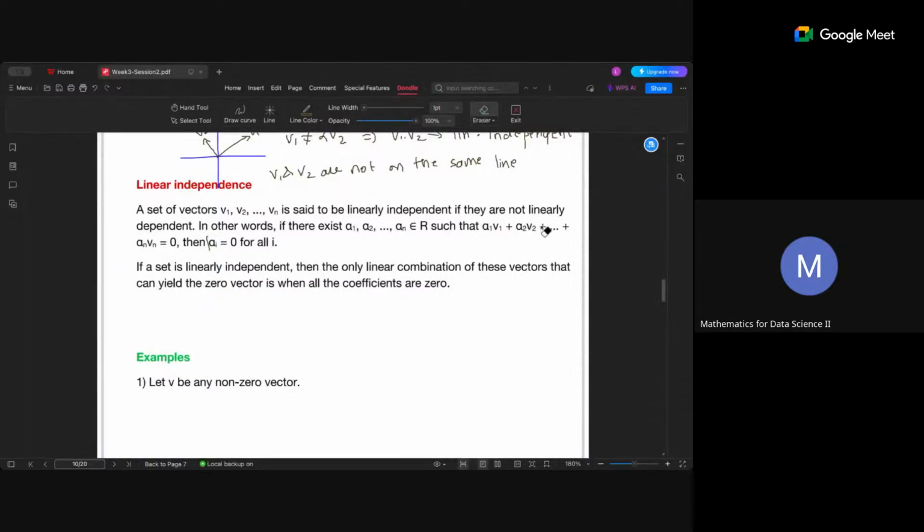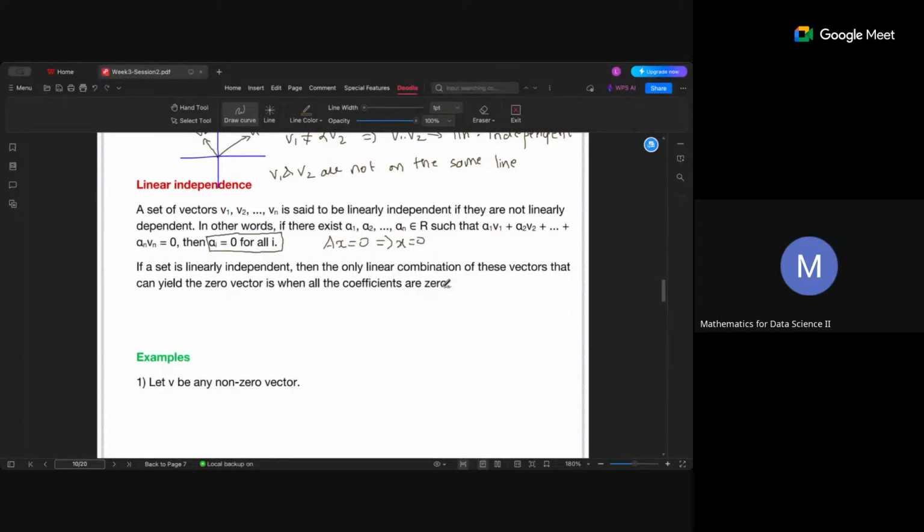Whatever linear combination you take, that equation has only the solution given by a_i equal to 0 for all i. So the only solution for this homogeneous system Ax equal to 0 should imply x is equal to 0. If a set is linearly independent, then the only linear combination of these vectors that can yield the 0 vector is when all the coefficients are 0.